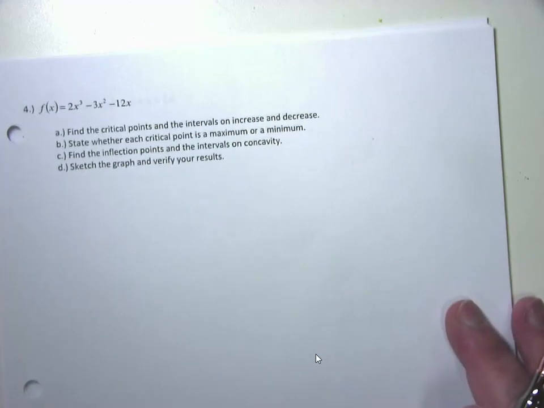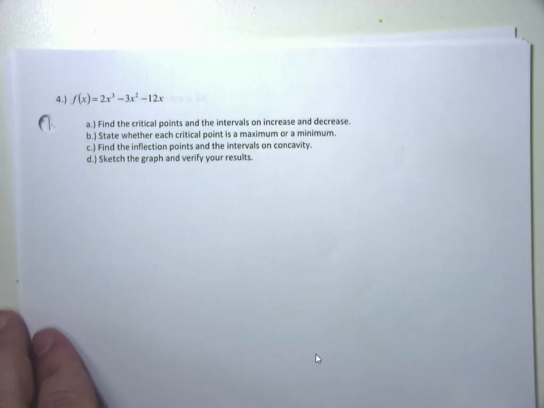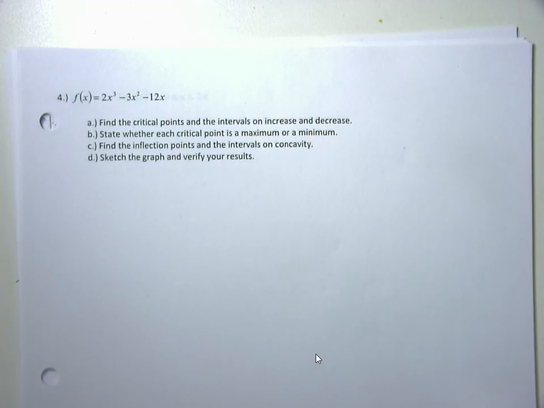All right. Look at these directions because you're going to see them a lot in this section. F of x is equal to 2x cubed minus 3x squared minus 12x, in this case a polynomial. Part A, find the critical points and the intervals of increase and decrease. Part B, state whether each critical point is a maximum or a minimum. Part C, find the inflection points and the intervals of concavity. And then part D, put it all together and graph it. So you're going to see the power of looking at this stuff through the derivatives.